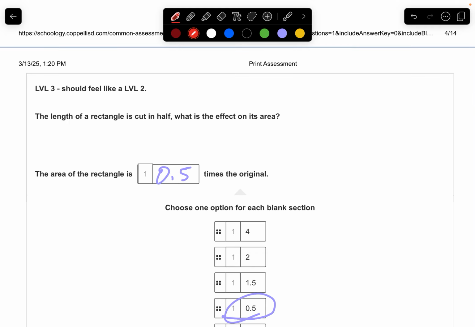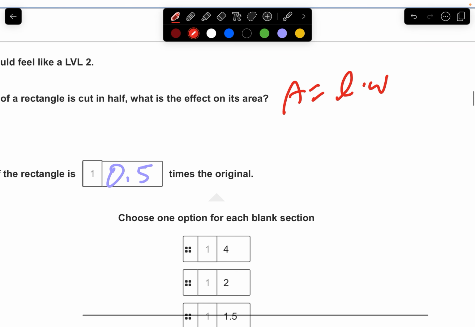All right. The next one says, if you cut the length of a rectangle in half, what's the effect on its area? Well, if you cut one dimension in half, then the area is going to be cut in half. If you cut both dimensions in half, then the area would be 1/4. Just to be clear, area equals length times width. That's one of the formulas.